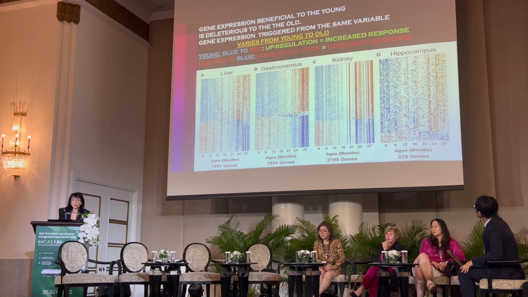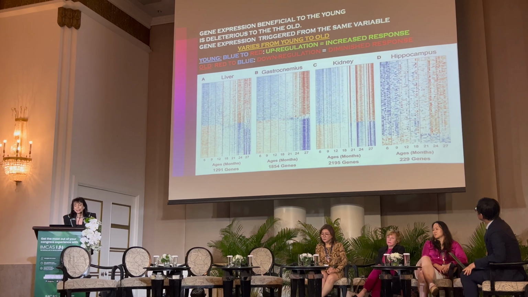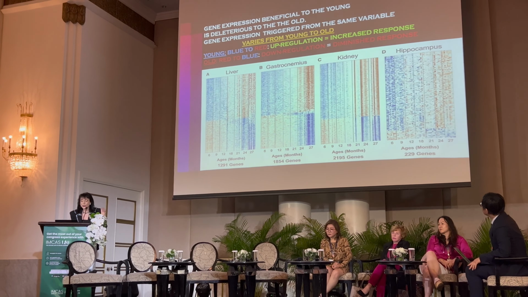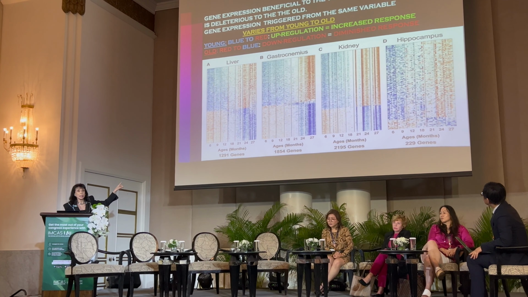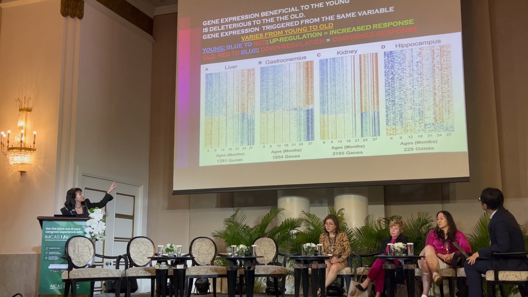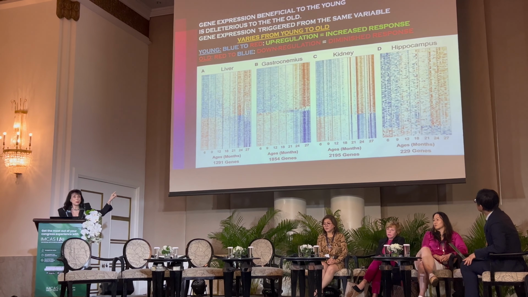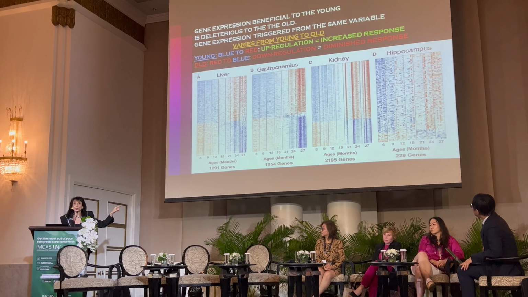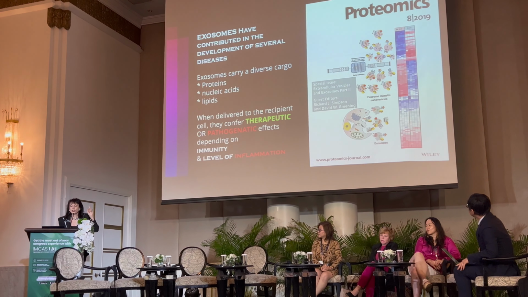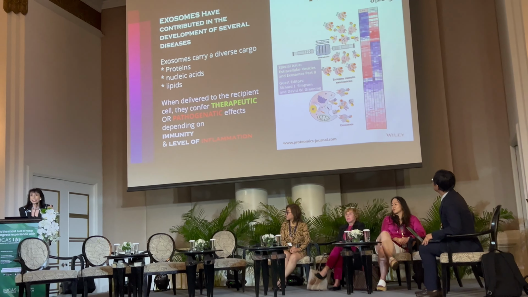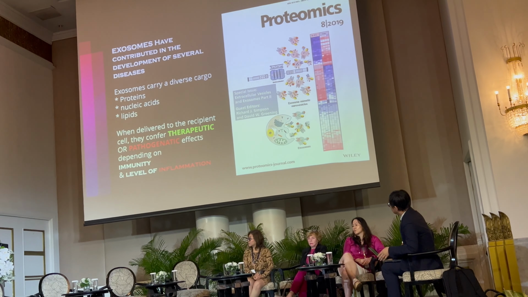And gene expression is beneficial to the young, but it's deleterious to the old. So as you can see here, the blue goes to the red when they're young, and that is a good thing. And the red goes to the blue. Basically, that's a reversed effect in the old. So what's good for the young is bad for the old in gene expression. So you cannot just take gene expression and say that's it, that's the answer.